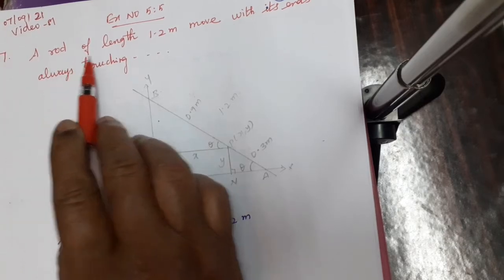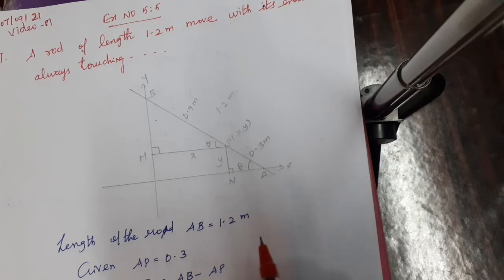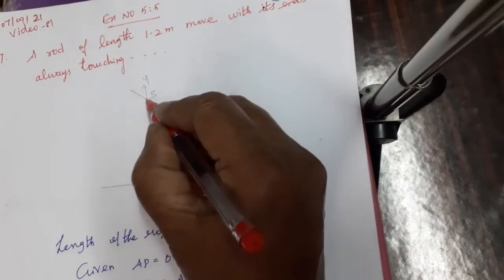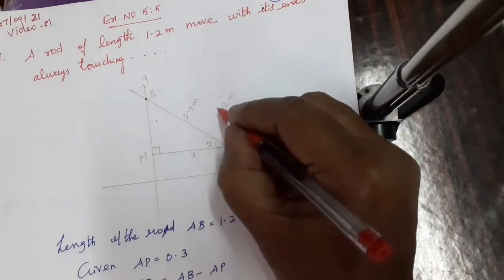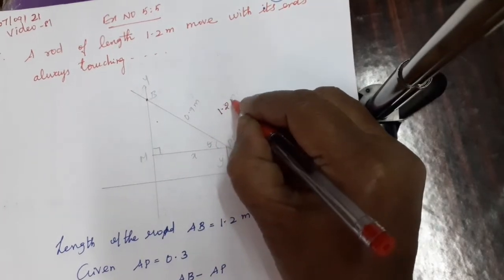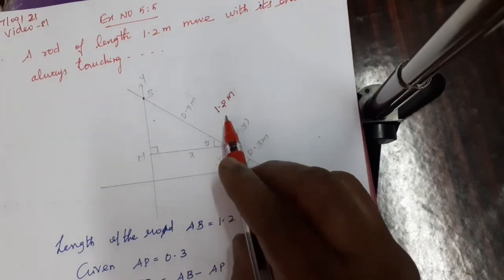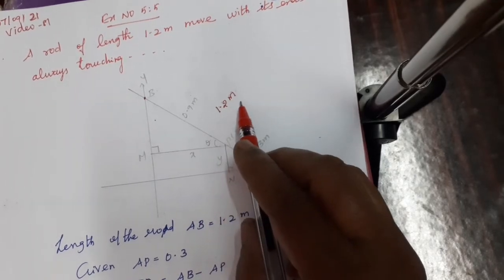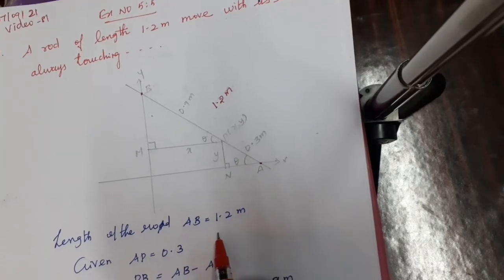I have already read the question. A rod of length 1.2 meter with its ends always touching the coordinate axes. AB is the rod. What is the length of the rod? 1.2 meter. The length of the rod AB is equal to 1.2 meter.